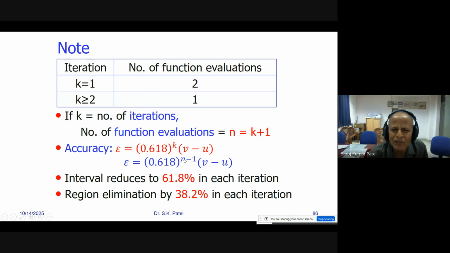So if n is the number of function evaluations, it is always k plus 1. If the number of iterations is 9, the function evaluations are 1 more, that is 10. So k will be n minus 1. So this is the expression. Utilizing this expression, we can write down within how many iterations or function evaluations you can get the result to the given accuracy.